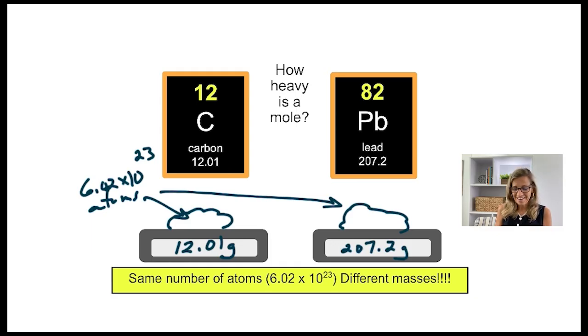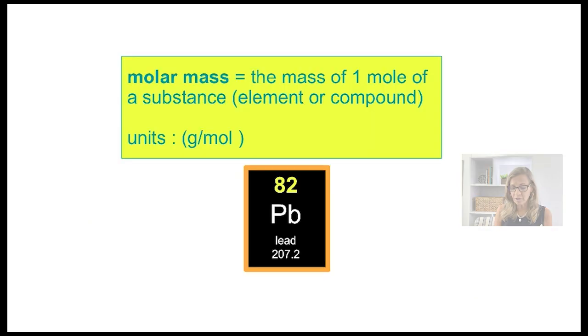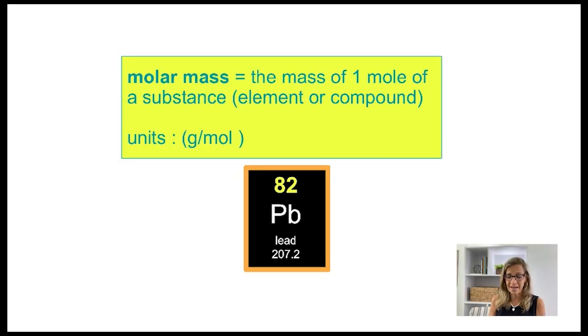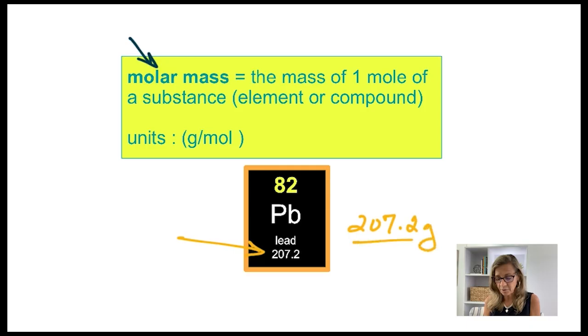Okay, yeah. So let's talk about a new term called molar mass. And we're going to be using this for the rest of chemistry. Molar mass is a really big deal. So the definition of molar mass is the mass in grams of 1 mole of a substance. It could be an element, it could be a compound. Okay, so the mass of 1 mole of lead is 207.2 grams.